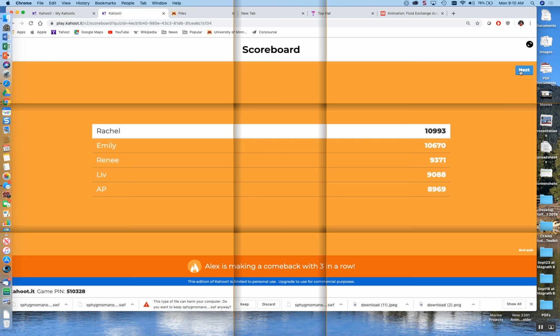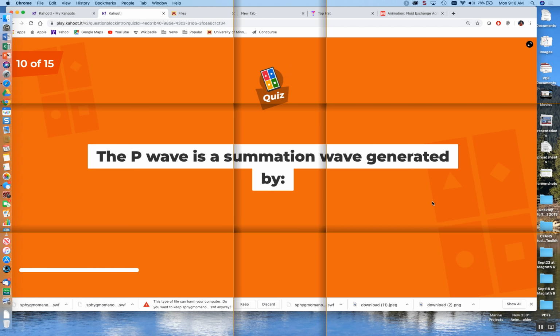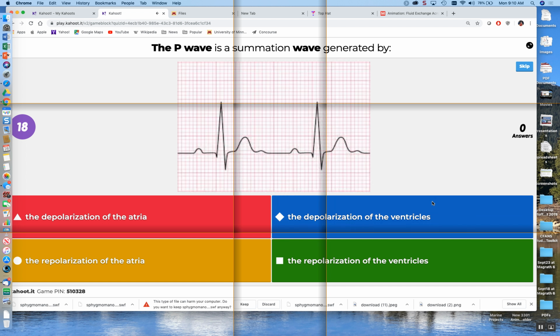All right, doing great. Number 10. This is going to be on your exam. It might not be P wave, but it's going to be one of them. The P wave is a summation wave generated by the depolarization of the atria, the depolarization of the ventricles, the repolarization of the atria, or the repolarization of the ventricles. What is the P wave?